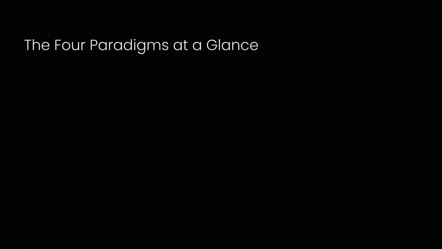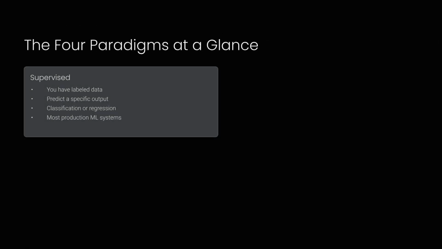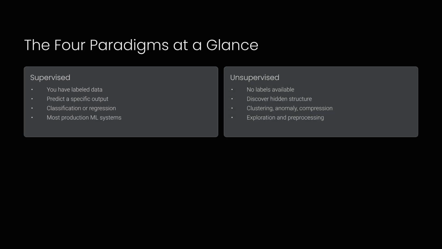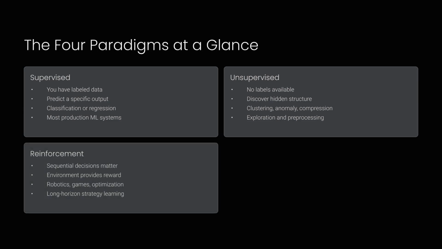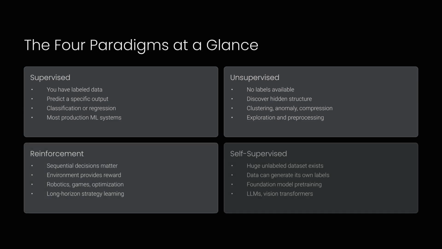Here is a quick look at the 4 paradigms. Supervised uses labeled data for classification and regression. Unsupervised finds hidden structure in unlabeled data. Reinforcement uses reward signals for long horizon strategy. And self-supervised generates labels from vast unlabeled data for pre-training foundation models.